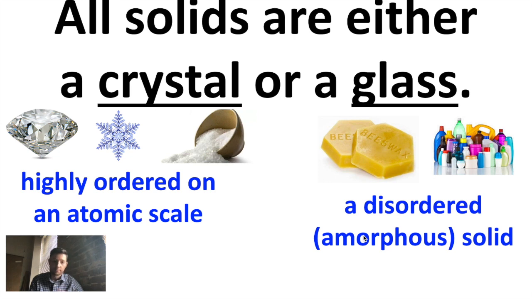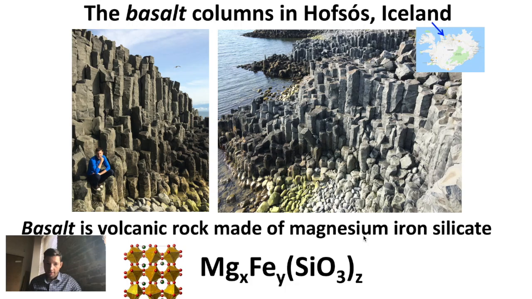Things like wax and plastics are usually more amorphous, and that's actually known as a glass, even though we think of the word glass colloquially as the silica that forms window panes and things like that. Anything that's an amorphous solid can be considered a glass. And anything that's highly ordered can be a crystal.